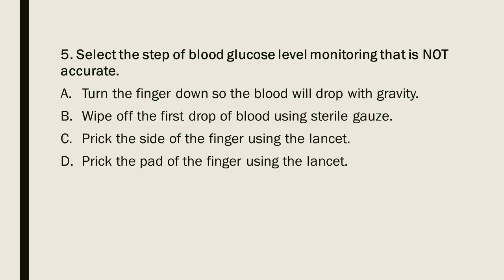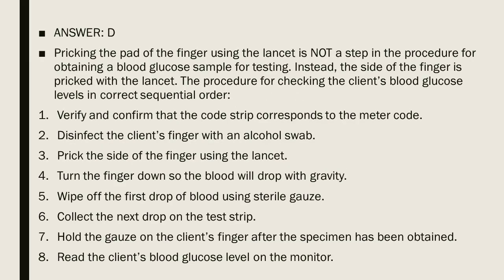Turn the finger down so the blood will drop with gravity. Wipe off the first drop of blood using sterile gauze. Prick the side of the finger using the lancet. Prick the pad of the finger using the lancet. Answer, D. Pricking the pad of the finger using the lancet is not a step in the procedure for obtaining a blood glucose sample for testing.